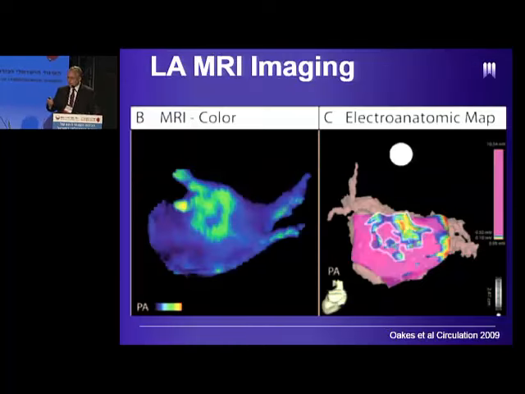Nevertheless, the Utah group has been able to show, this is an example of an MRI where they've delineated the areas of fibrosis that they detected using delayed enhancement imaging. And they also did an electroanatomic map. So the purple is high voltage, and these are areas of low voltage. So you can see the areas of low voltage correspond to the areas of scarring or fibrosis seen here.